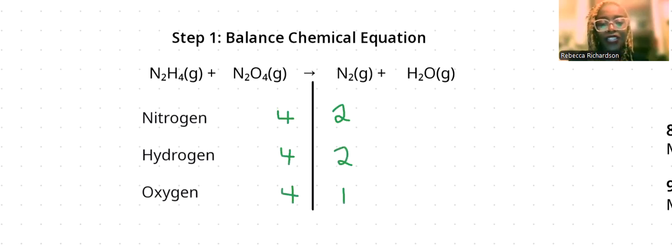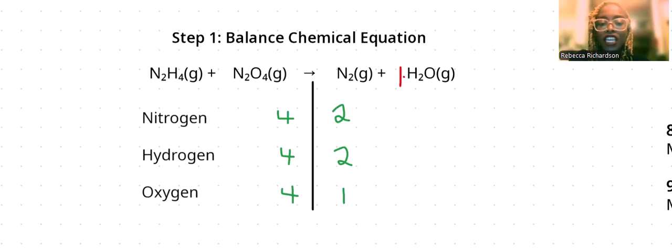So I'm going to start actually with my oxygen. And so I'm going to add a 4 here, right? And actually, I'm going to use a different color so we can follow that along. I'm going to change that to red. I'm going to add a 4 here.